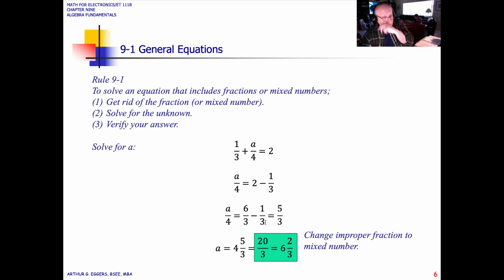Now the last step is we're going to move that 4 to the right side of the equation, in essence by multiplying both sides by 4. So we get a equals 4 times 5/3, which gives us 4 times 5, or 20, divided by 3. And by moving things around and in essence reducing, we get 6 2/3, an improper fraction to a mixed number.